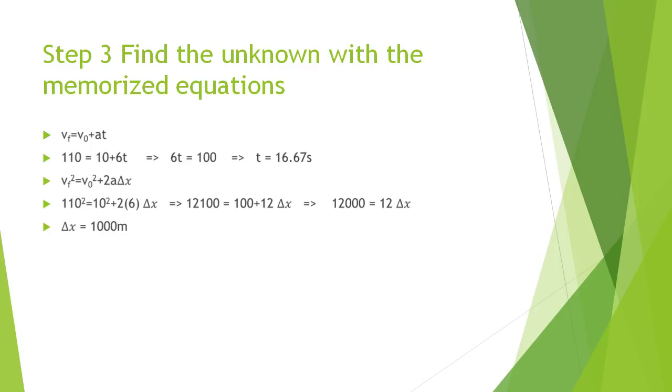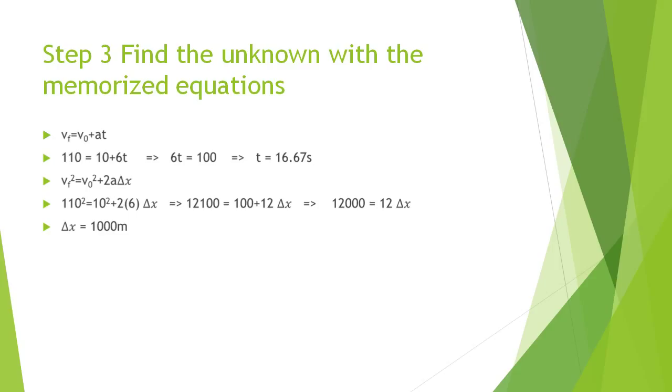So now in this case, we have the initial velocity, the final velocity, and the acceleration, and therefore we can solve the duration or the time by using this first formula, which is VF equals V0 plus A times T. So VF equals 110 equals V0, which is 10, plus A, which is 6, times T. So if we reorganize this, we find that T equals 16.67 seconds.